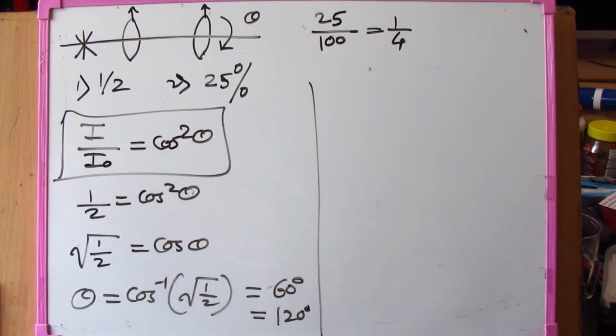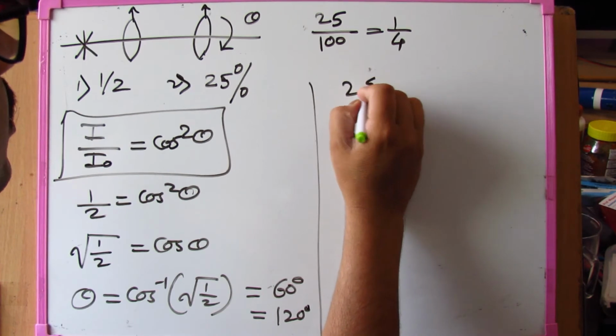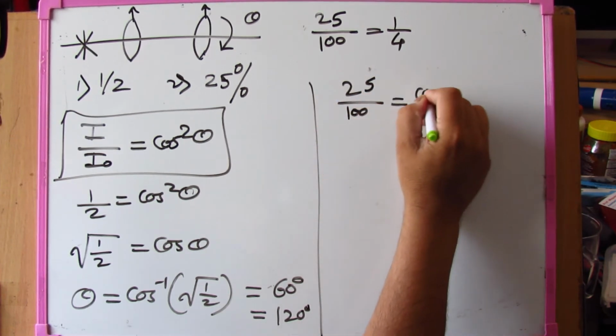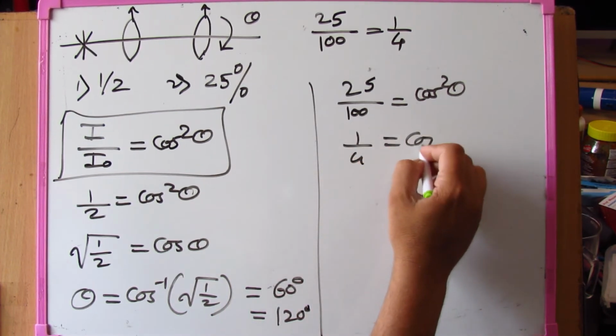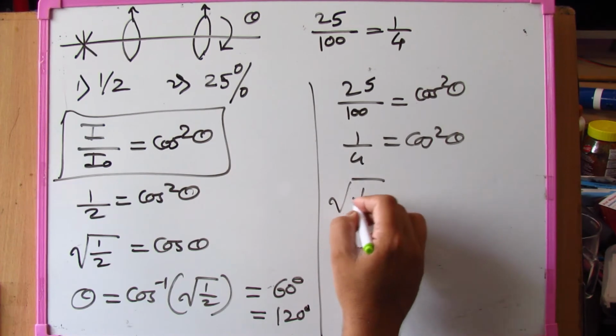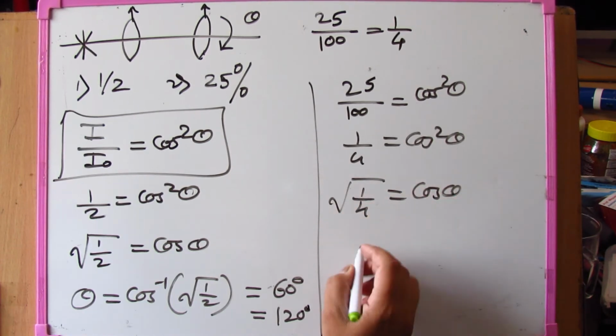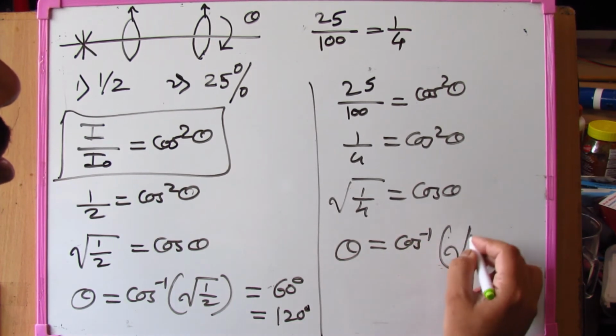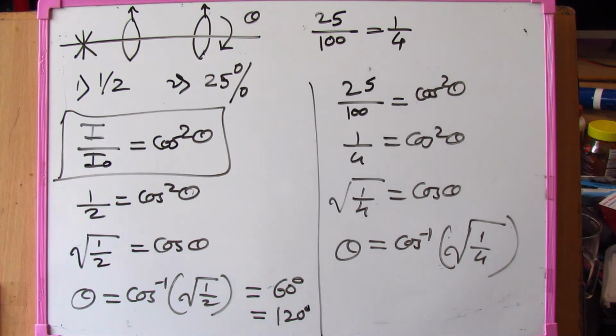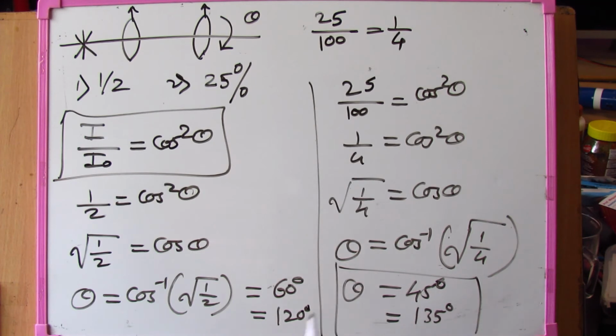This is always what we have as Malus law. So simply you can get 25/100 is equal to cos square theta. So you can also write 1/4 equal to cos square theta, and under root 1/4 is equal to cos theta, and hence theta will be equal to cos inverse of under root of 1/4, and that will give you the value that is 45 degree or 135 degree. So this will be the answer. I hope this is pretty much clear to you.